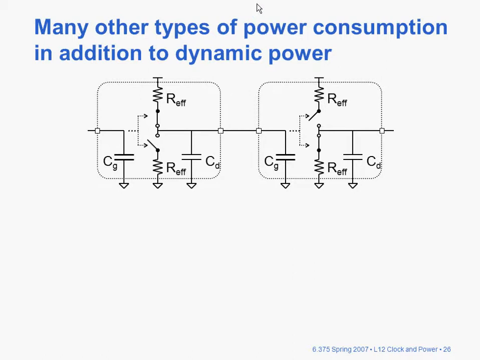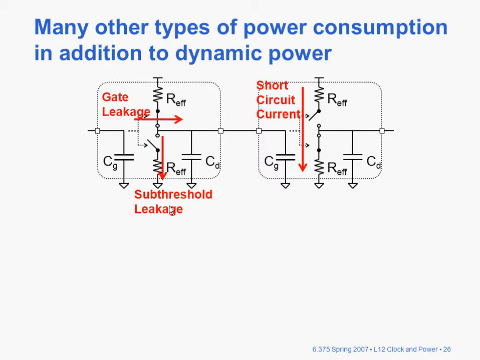There are many other types of power consumption in addition to dynamic power. I guess short circuit current would be considered dynamic power as well. This device is switching, momentarily turning both the on and off devices on. Then there's subthreshold leakage, which means the transistor down here is on slightly when this node is high, and it's leaking some current through it. Then there's gate leakage, where the gate itself can leak, and diode leakage, which is from reverse-biased p-n junctions.